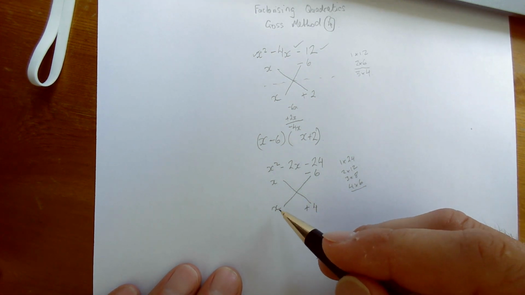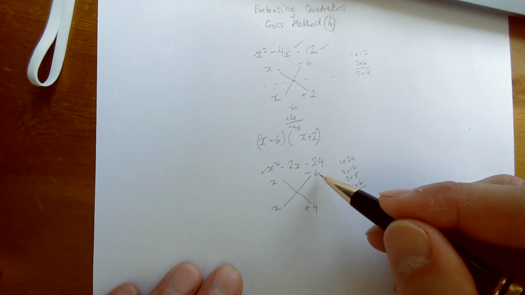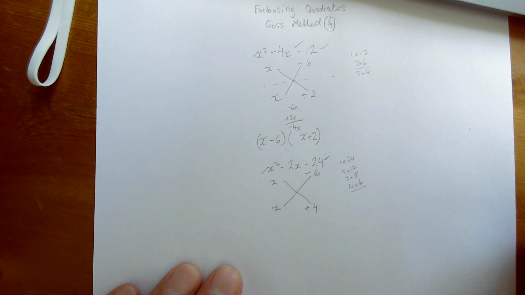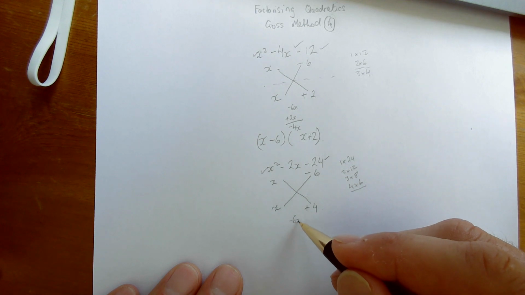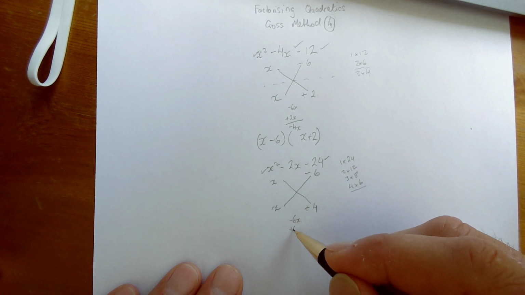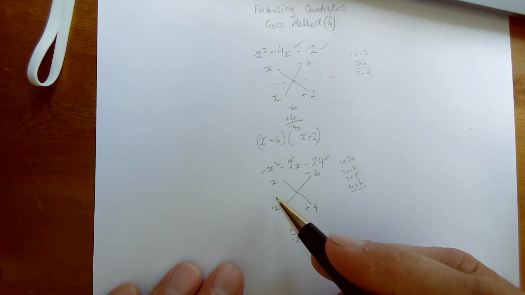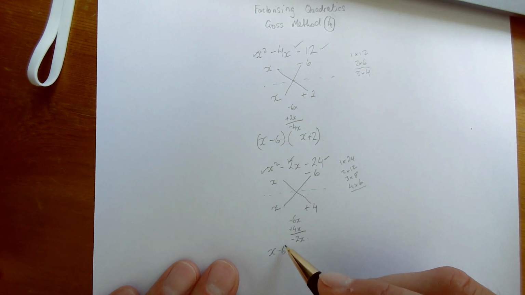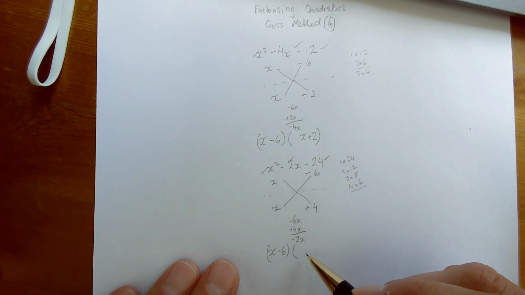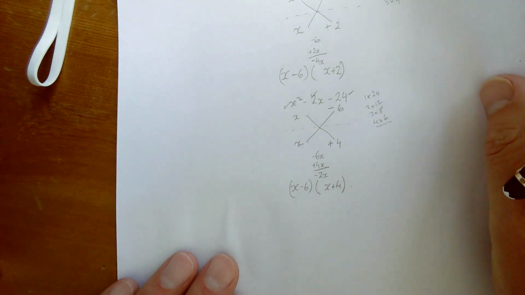So we do our checks. x times x gives us x squared. Perfect. Plus 4 times minus 6 will give us minus 24. Now we go across and we say minus 6 times x gives us minus 6x, and plus 4 times x is plus 4x, and that will give us minus 2x, which is just what we're looking for. If we draw our dotted line across here, the top set is our first factor, x minus 6, and the bottom is x plus 4. So these are our factors of x squared minus 2x minus 24.